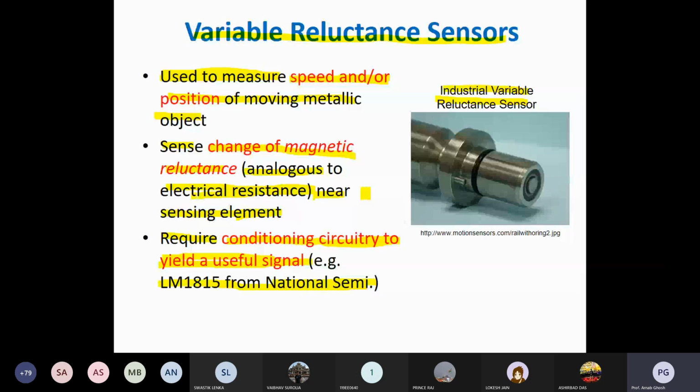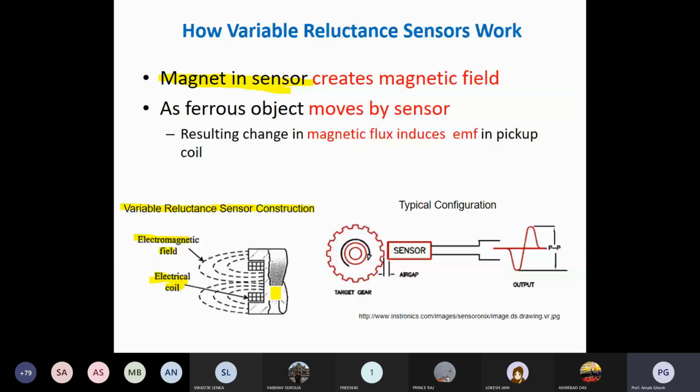Then how does it work? How does the variable reluctance sensor work? You can see the magnet in the sensor will be there. That diagram shows the variable reluctance sensor construction. It has electrical coils and fields, where electrical coils mean electromagnets. That yellow colored portion is your magnet.